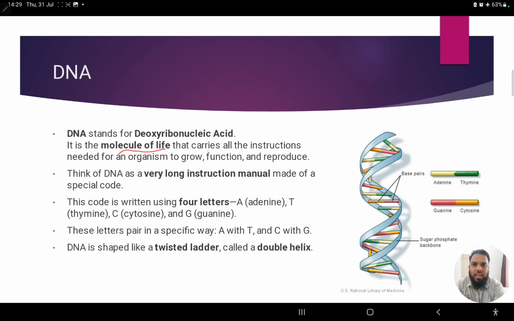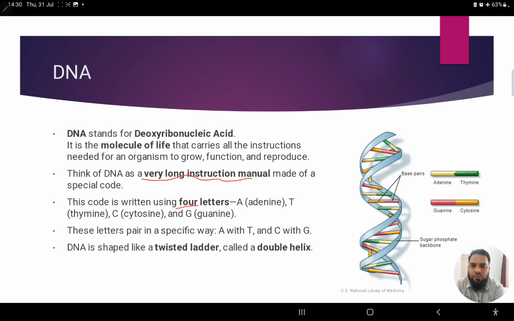So why? Because it carries all the instructions needed for an organism to grow. It's a code, it's a formula, it's a program. It has all the instructions for an organism to grow, to function, and to reproduce. And that is the main thing of living organisms, right? Like see, DNA can be assumed as a very long instruction manual, like a program, an instruction, a set of code, right?